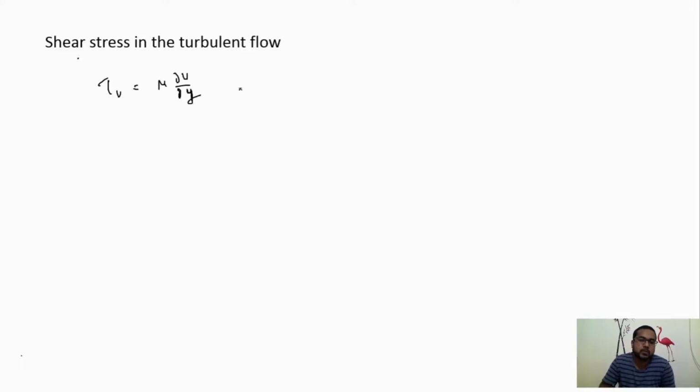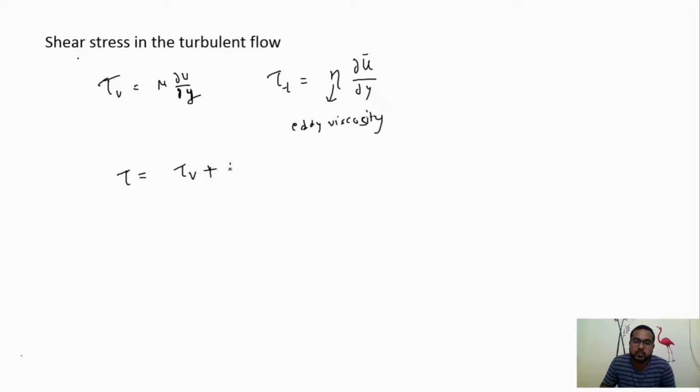We know this expression. This is the Newtonian shear stress. So this is defined for the viscous flow, and similarly for turbulent flow it is defined like this, where we use u bar, that is the average velocity, and eta, that is eddy viscosity. So total shear stress would be the summation of shear stress due to viscous effect and shear stress due to turbulent effect.